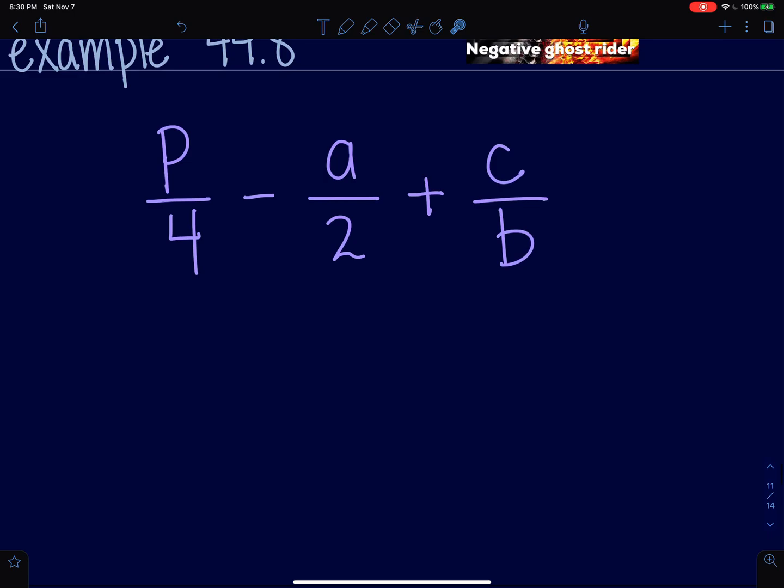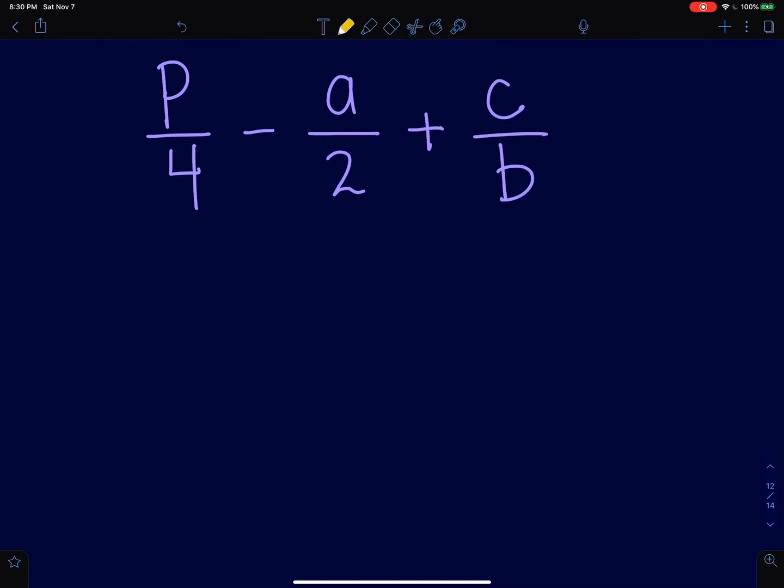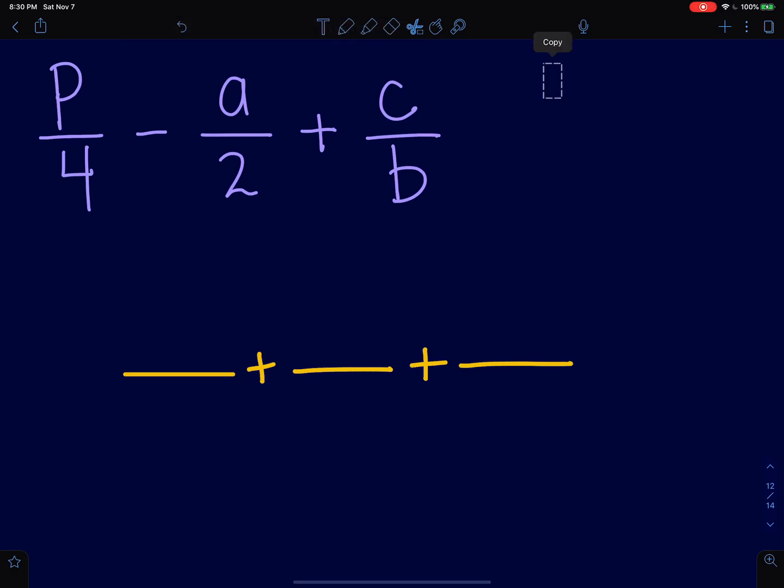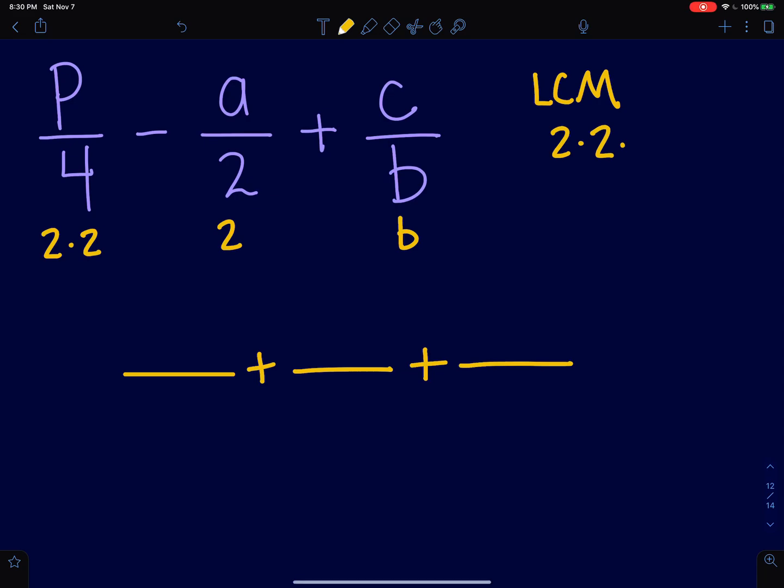Let us start this problem by doing 3 fraction lines. 1, 2, 3. Now, what goes on the bottom? The thing that goes on the bottom is the LCM. How do we calculate that? We've got a 4, which is 2 times 2. We've got a 2 here, which is just 2, and we've got a b. So this is going to have to be 2 times 2 times b. So that's going to be 4b on the bottom. All the bottoms are going to be the same.